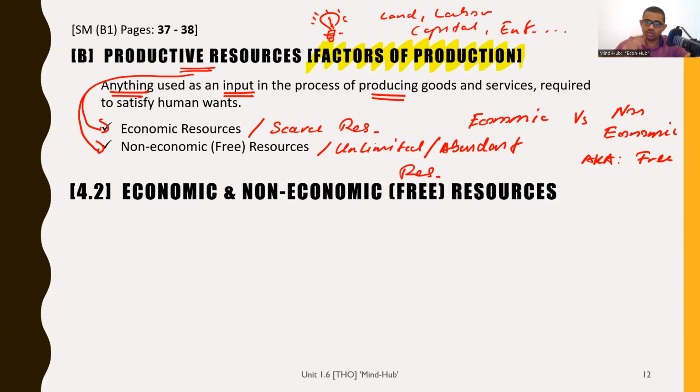Non-economic or free resources. Anything becomes non-economic or free when it is unlimited or abundant. They have alternative uses, but because they are unlimited, we are not forced to make choices, which means there is no opportunity cost. Remember, when we produce most goods and services, we will mainly use economic resources, but we might also use non-economic resources. I'll give an example in a bit.